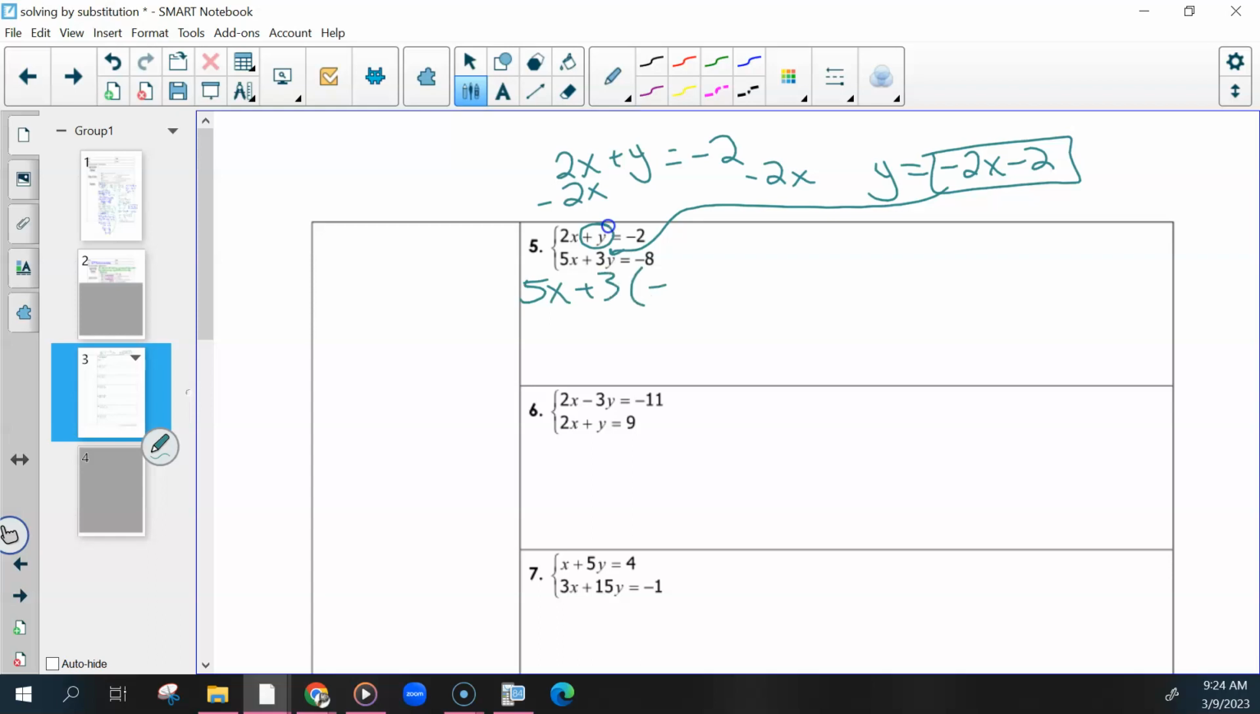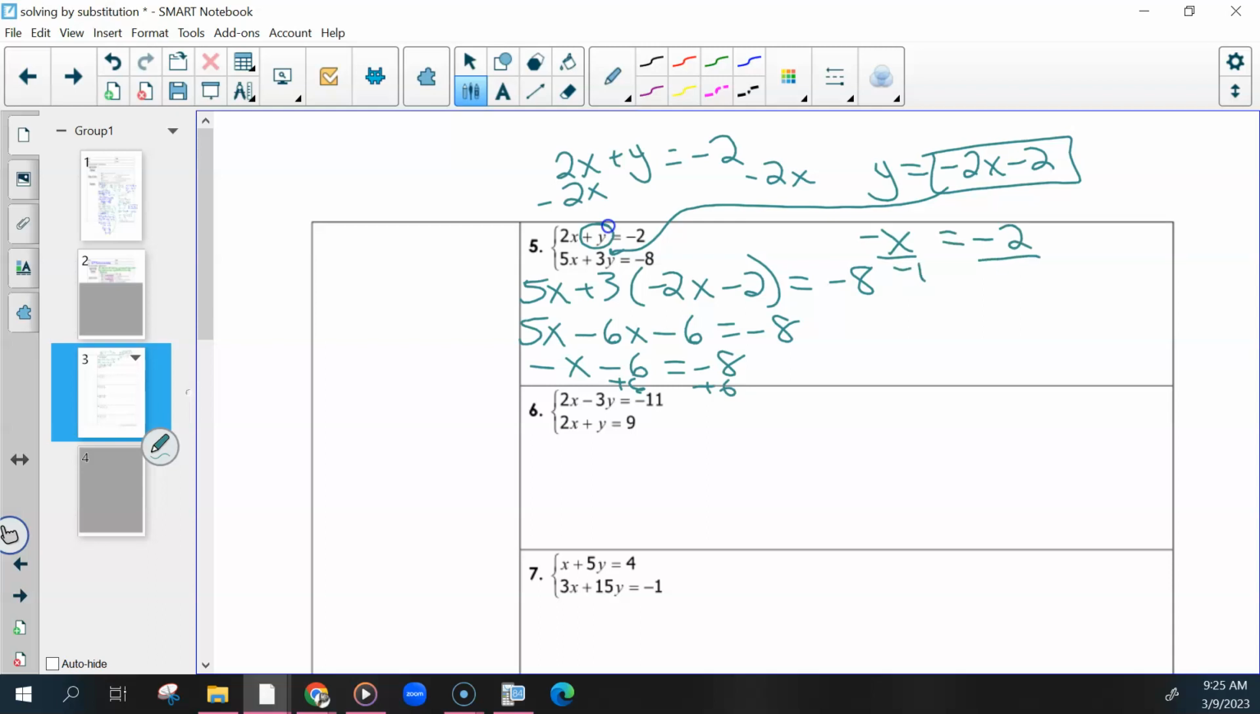5x plus 3 times negative 2x minus 2 equals negative 8. So this would be minus 6x minus 6. This would give us negative x minus 6. Add 6 to both sides. And divide both sides by negative 2.